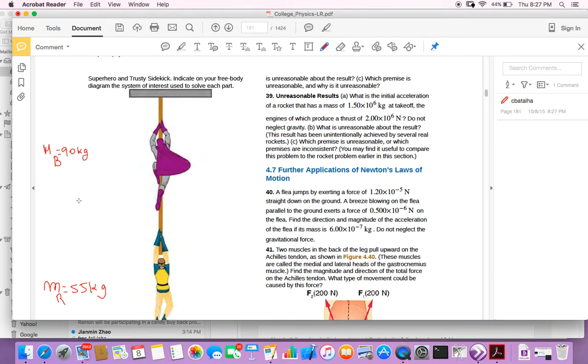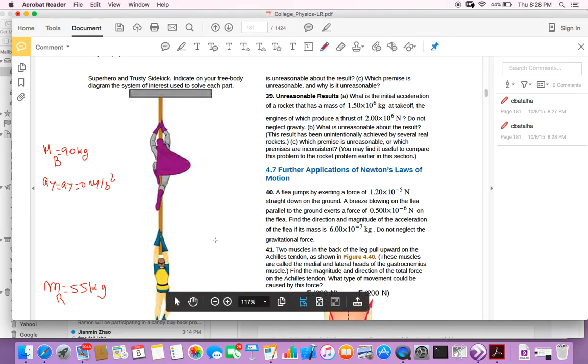When you see the word motionless, it means both in the x and y direction, acceleration is zero, right? They are not moving, acceleration is zero. If they move with constant velocity, acceleration is zero too. But let's work on the free body diagram here.